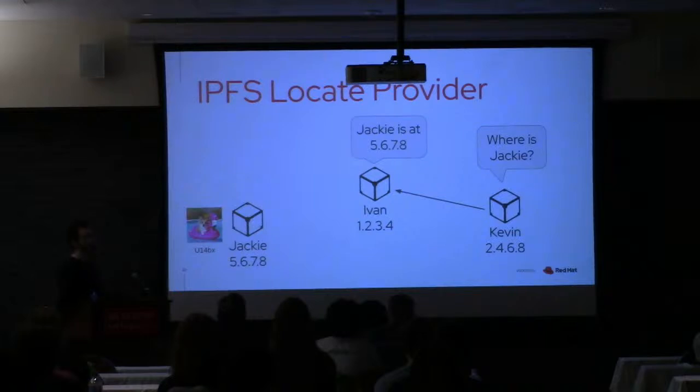So Kevin asks again, where can I find Jackie? Ivan tries to find Jackie in the network, and he already has her record. So he says, well, she's at 568.